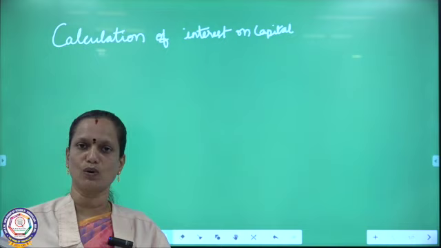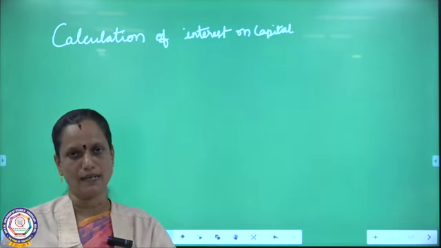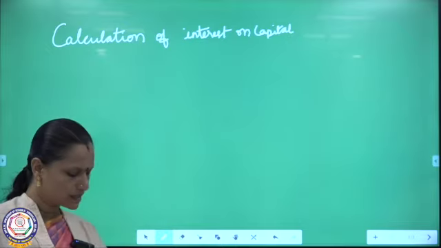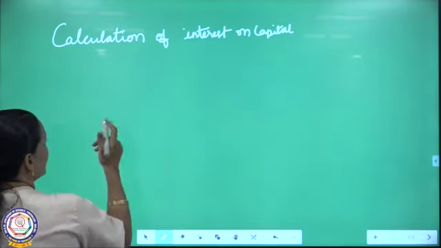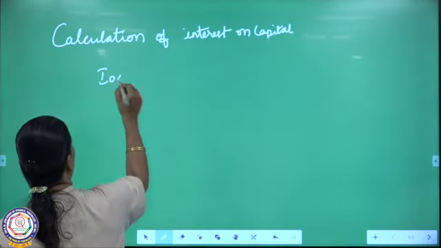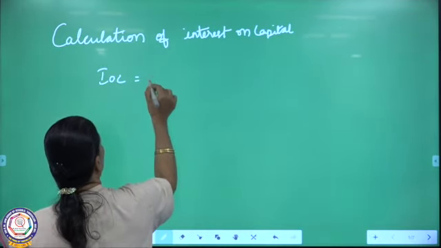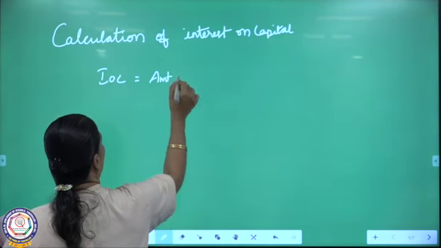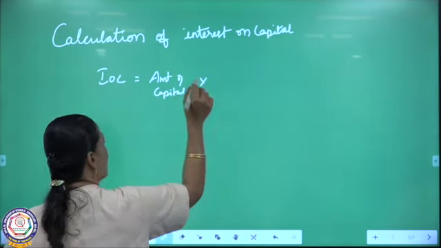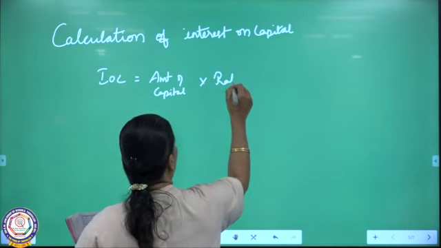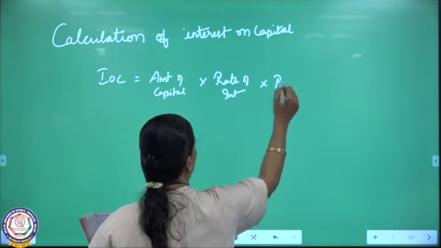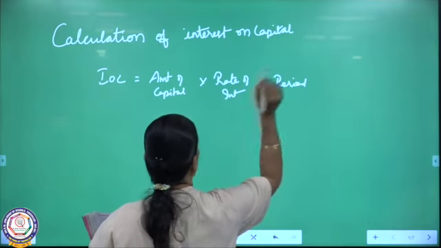So, what we should do now? We should calculate the interest on capital and then do the journal entries also. So, what is the formula for interest on capital? Interest on capital equals amount of capital into rate of interest into period, isn't it?